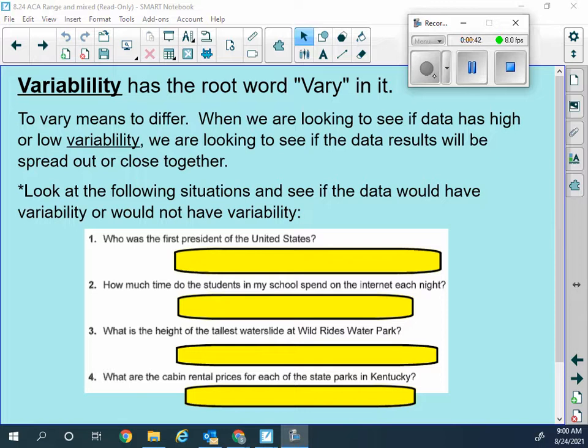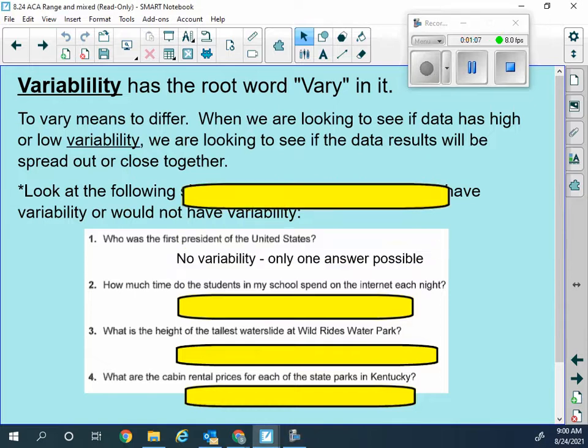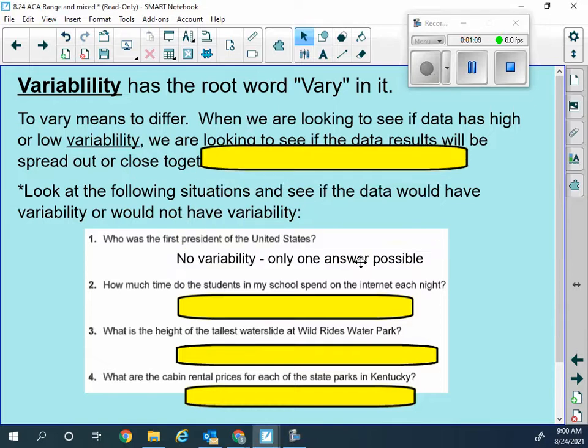So when we're looking to see if data has a high or low variability, we're looking to see if they're going to be spread out or are they going to be close together, okay? So just look at these situations to see if you think the data would have variability or not have variability, okay? Who was the first president of the United States? Is there only one answer to that, or are there lots of answers? One. There's only one answer. So because there's only one answer, then there's no variability.